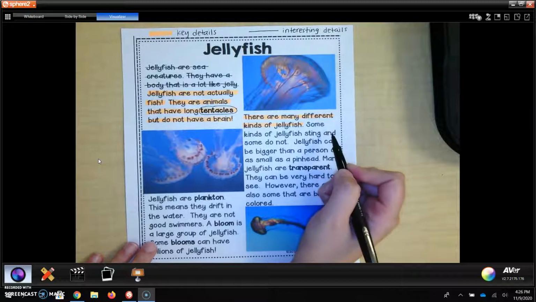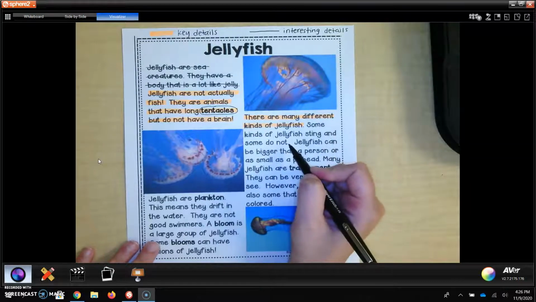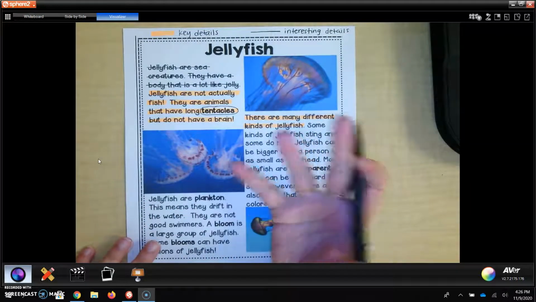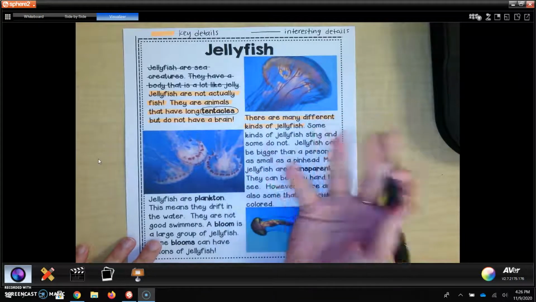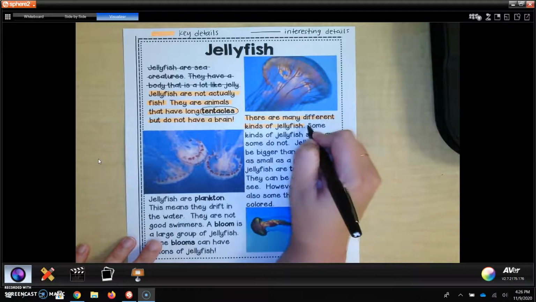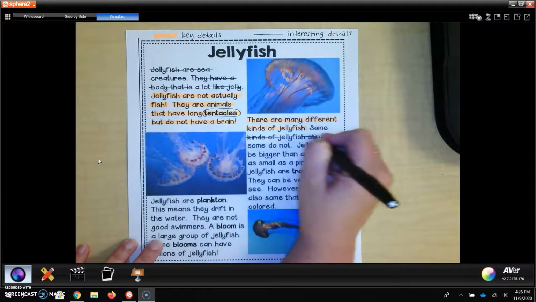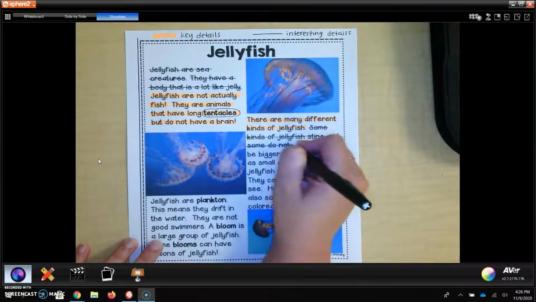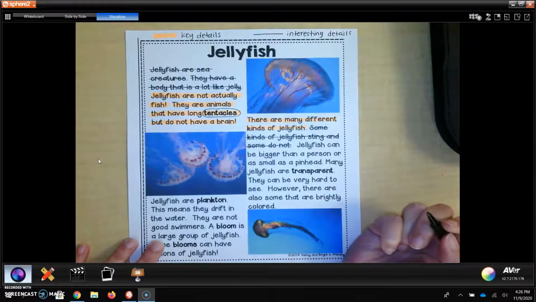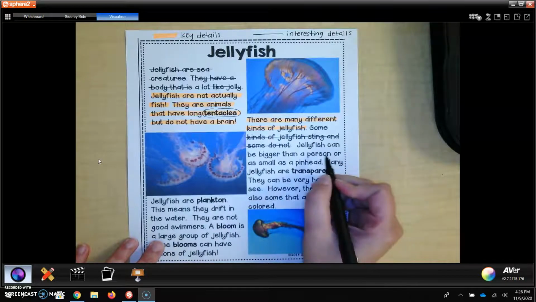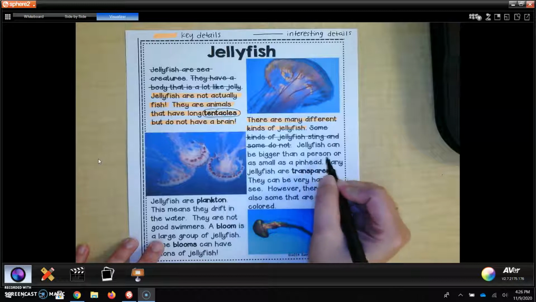Some kinds of jellyfish sting and some do not. Not super important, that's just a little fun, interesting fact about some of the different kinds of jellyfish. So I'm just going to say that that's an interesting detail, and I'm just going to cross that off. It's not super major when I'm learning about jellyfish. That's just a fun fact I can know. Jellyfish can be bigger than a person or as small as a pinhead.